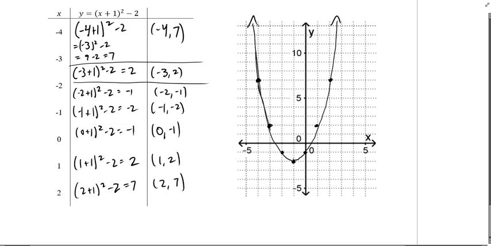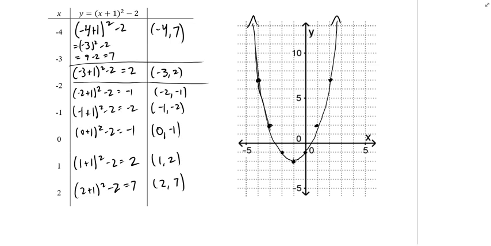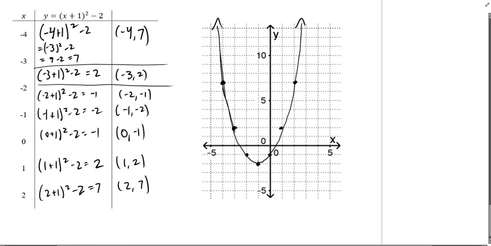And I'm done. It's said to list the important properties. So I don't have a lot of room here, but I'm going to do that anyway. So the vertex is (-1, -2). It opens upwards.